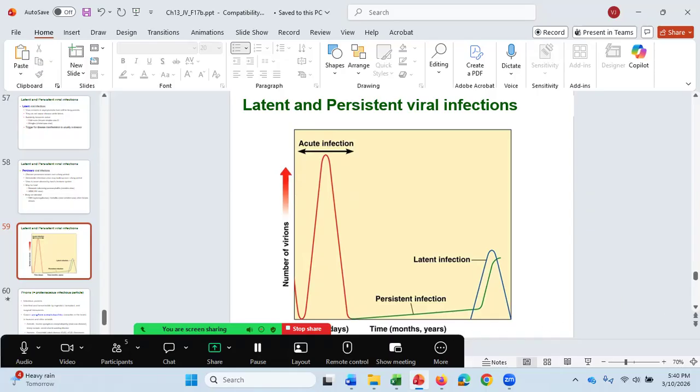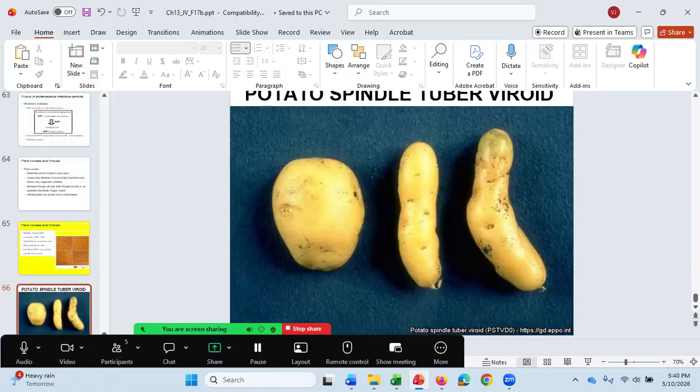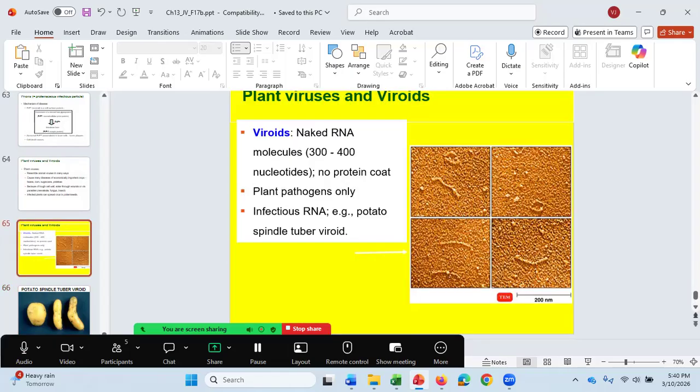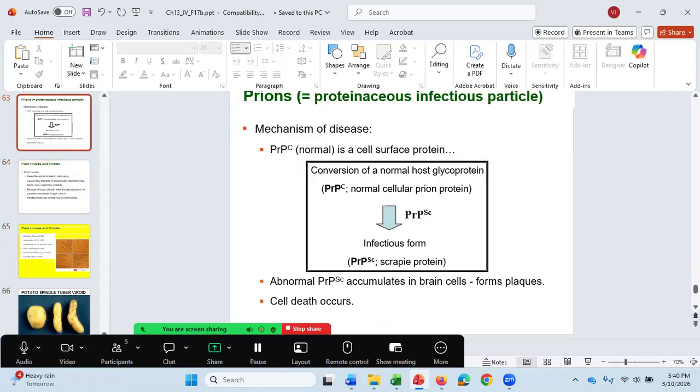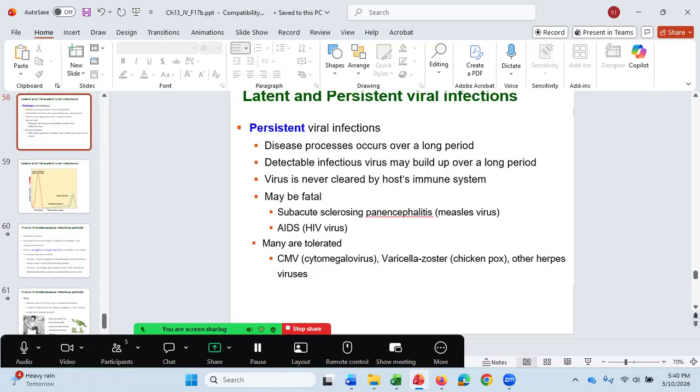Because that's not long enough for the immune system to... too far. My goodness, I really went down to the bottom. Oh, there we go.